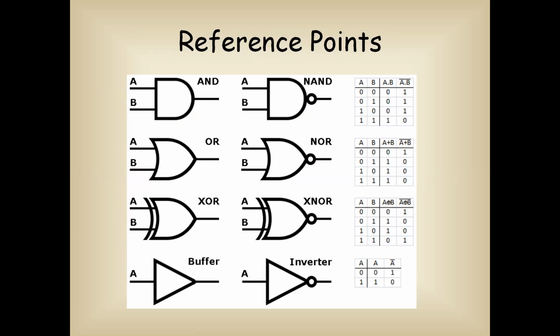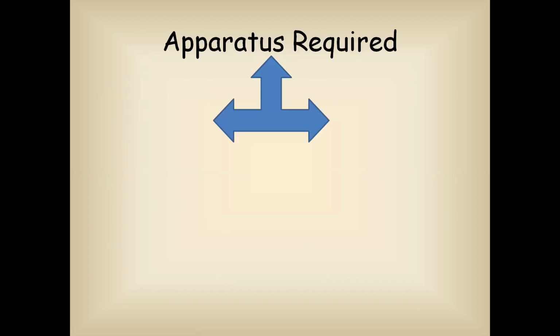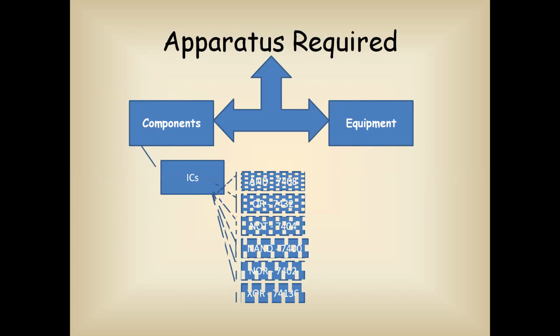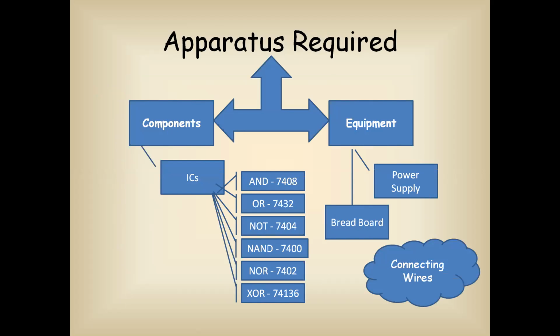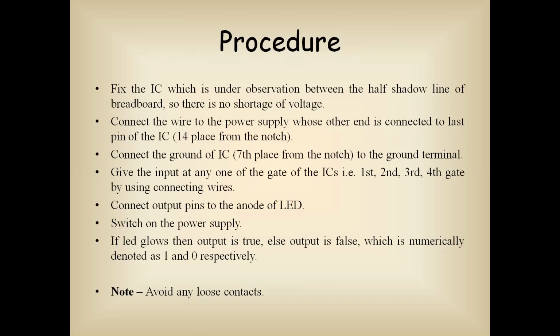The apparatus required for this experiment are: you need all the digital ICs of various logic gates whose functionality we are going to verify, and you need a power supply, a breadboard where the entire circuit is put together, and connecting wires to connect all the components. The procedure to make the connections is given here. Please follow this procedure, then you will be able to perform your experiment with minimum glitches. The only important point is to avoid any loose contacts while making the connections.